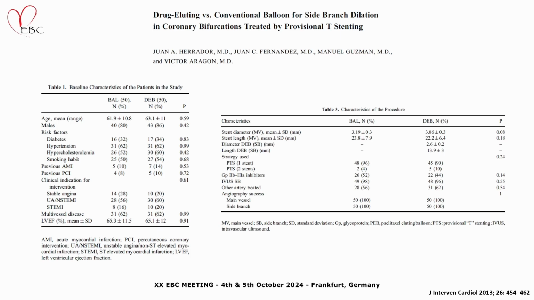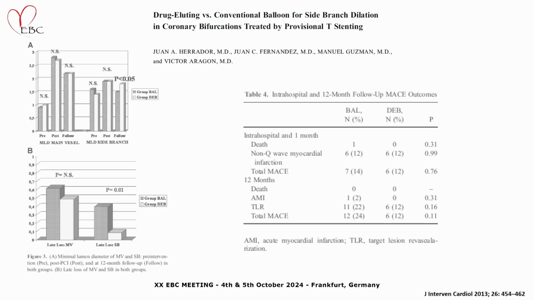Unfortunately, we do not have lots of data for 001 bifurcations. This is a trial more than 10 years ago published by Rathore and colleagues from Spain. And they randomized the side branch to DCB or uncoated balloon angioplasty, and what they found was that the late lumen loss in the DCB group was significantly lower than in the uncoated balloon group.